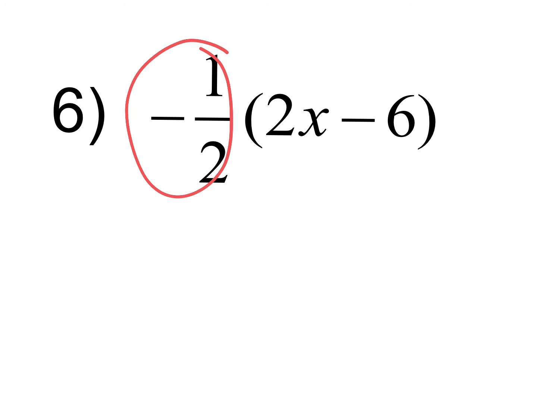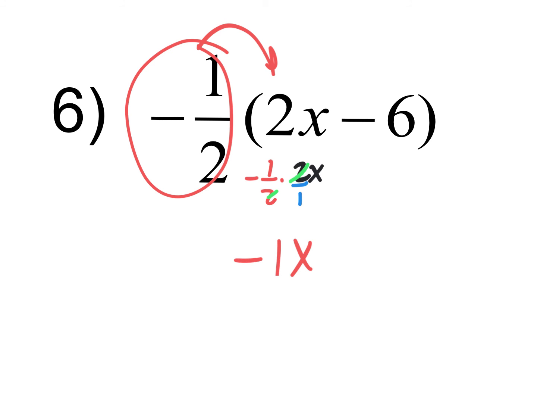Circle the negative 1/2. Distribute. Let's actually write it out. Negative 1/2 times 2x. Put the 2x over 1. Do you want to cancel first and then multiply, or multiply first then reduce? Cancel first. Okay, so the 2 and the 2 cancel out. What's left? A negative 1x, right? We have a negative sign, a 1, and an x. So let's write down negative 1x.